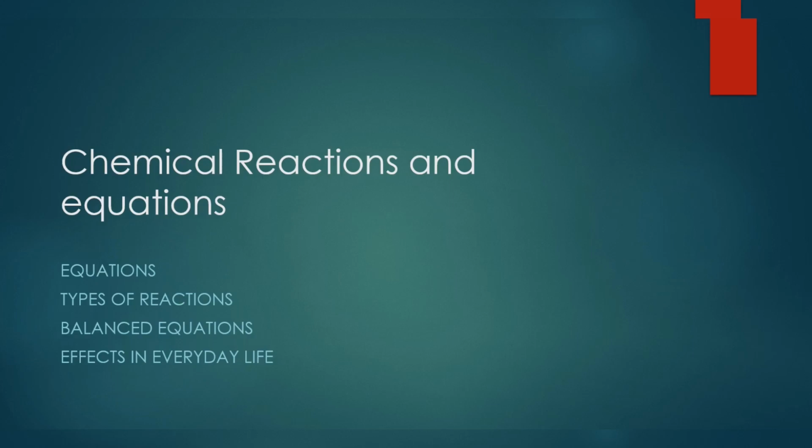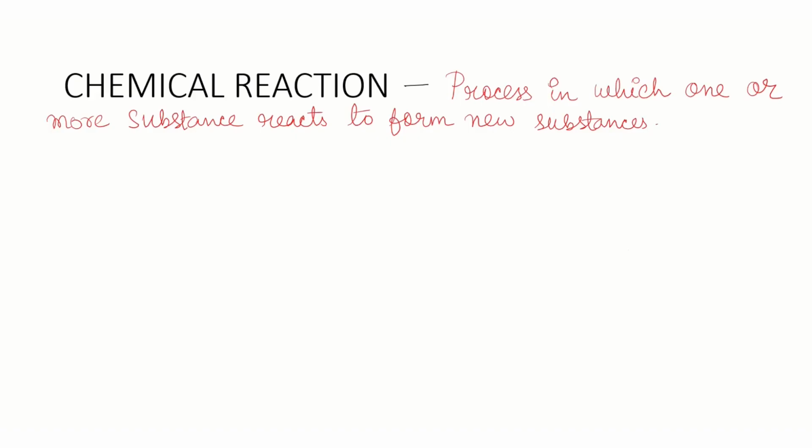Hello everyone. Today we will discuss the chapter chemical reactions and equations. In this chapter we will majorly cover the equations, the types of reactions, the reason for balancing an equation and also its effect in our daily life. Chemical reaction is the process in which one or more substances react to form new substances.